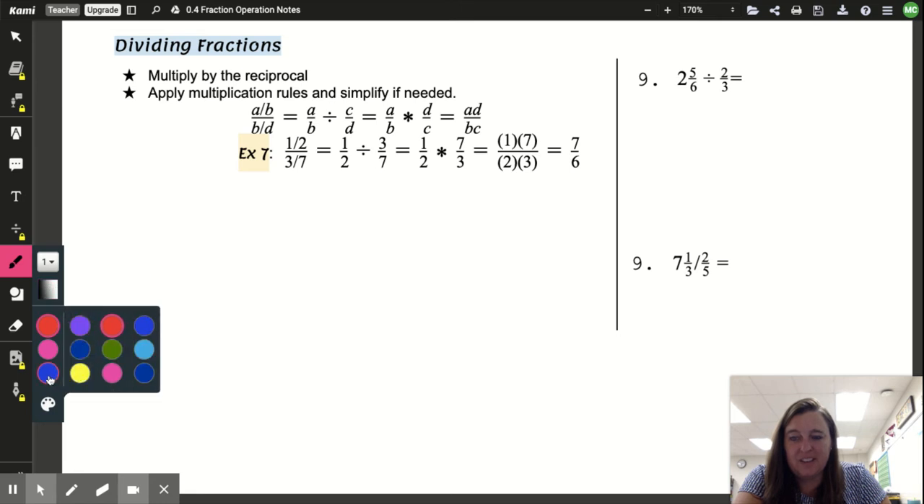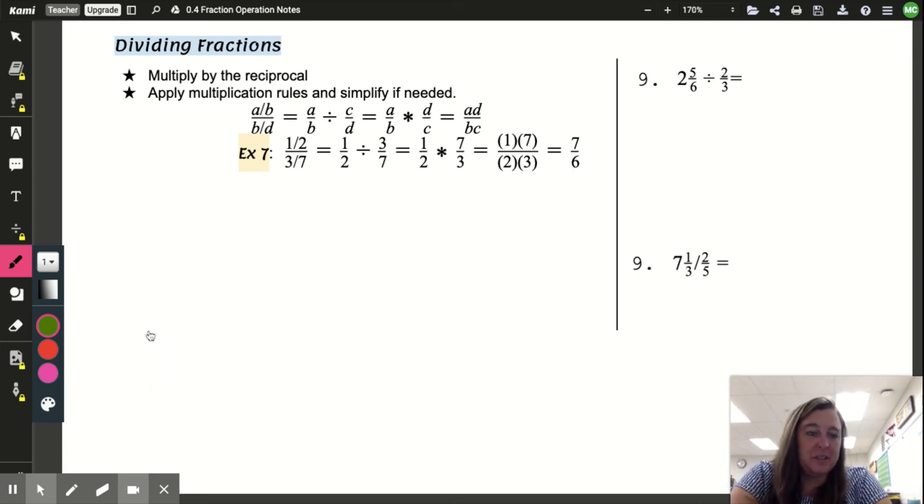All right, our last operation with fractions is dividing. Now, dividing fractions actually isn't difficult at all. A fraction bar is actually just a division symbol. But if you have a fraction on top and a fraction on the bottom, this is what it actually means. So this would be a over b divided by c over d.